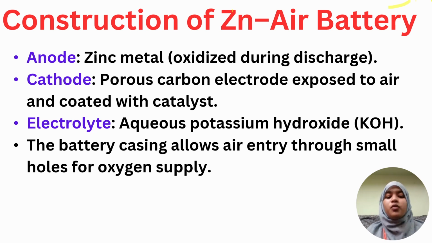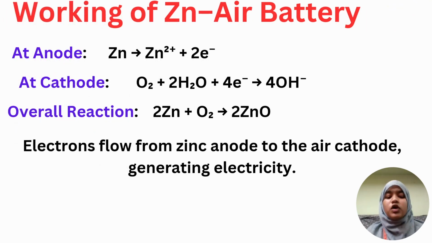And now next we'll see the working of the zinc air battery. Here at the anode, Zn gives rise to Zn2+ plus 2 electrons, and at the cathode O2 plus 2H2O plus 4 electrons gives rise to 4OH-, and the overall reaction is 2Zn plus O2 gives 2ZnO. Electrons flow from the zinc anode to the air cathode, generating electricity.